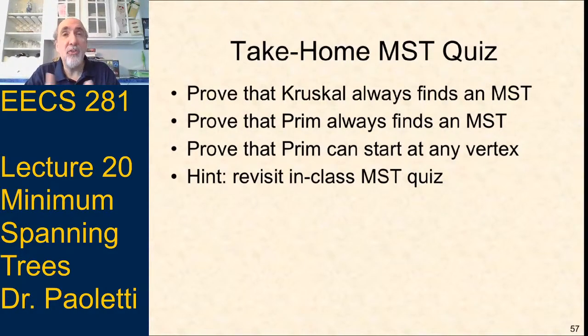Just think about this one. How can you prove that Prim will never produce a cycle? We looked at how Kruskal never produces a cycle. How does Prim prevent cycles? It doesn't use union find. What method does it use to prevent cycles? And the in-class MST quiz and the proof by contradiction would help if you want to do these.